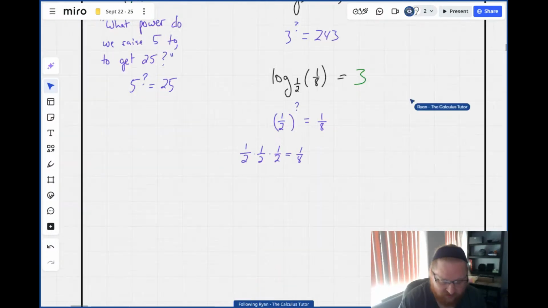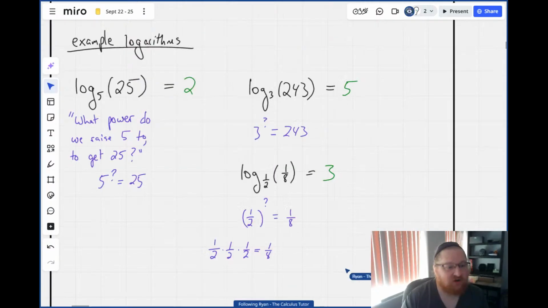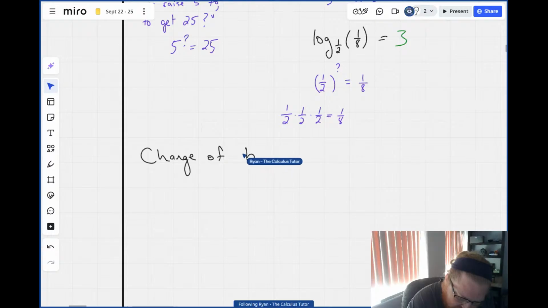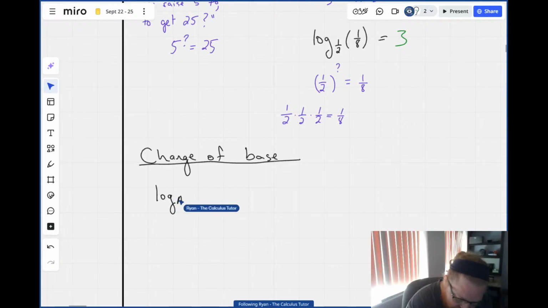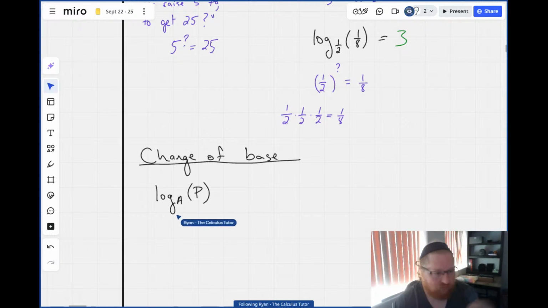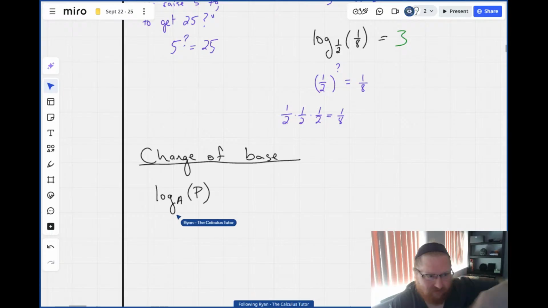So that's all well and good. How do you enter these on your calculator? For that, we need something called change of base, right? So if you have a logarithm of base A and you're taking the log of something, I'll just call that P again, right? Now, here's the thing. There's an infinite number of logs, right? There's a log for every positive number that exists, right?